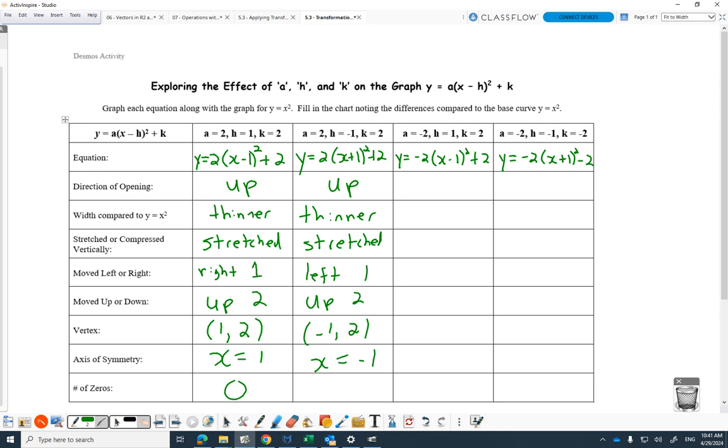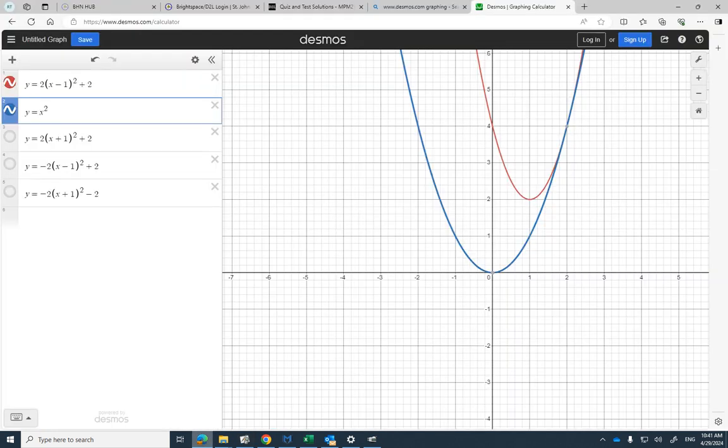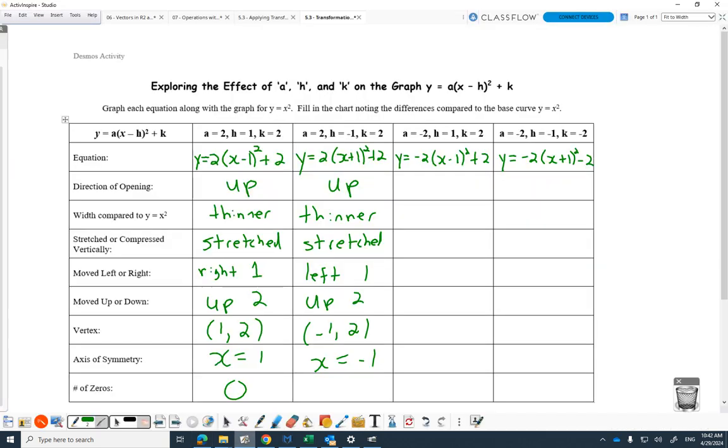I don't think, let me go back to my, still didn't have any zeros though, okay? And you might be starting to form a rule in your mind. If it opens upwards and it's been moved up, it's not going to have any zeros, okay? And that's a good rule, but I don't know that we're attached to that rule just yet.